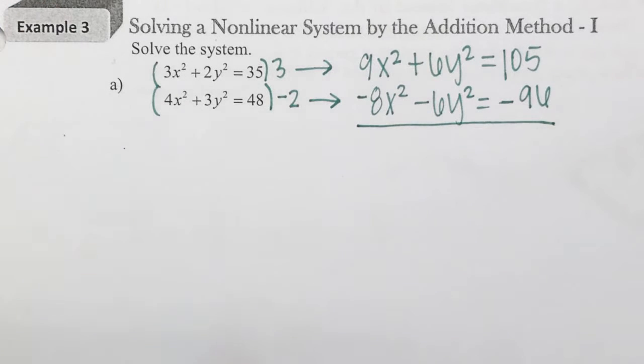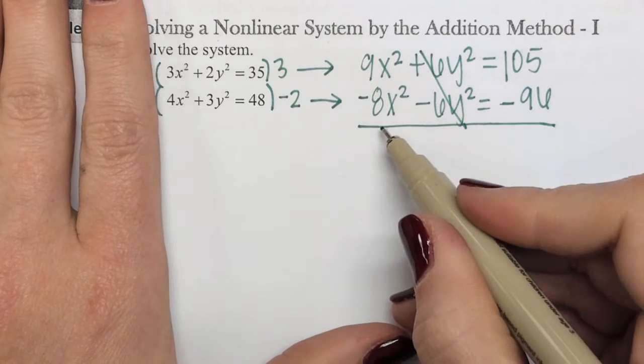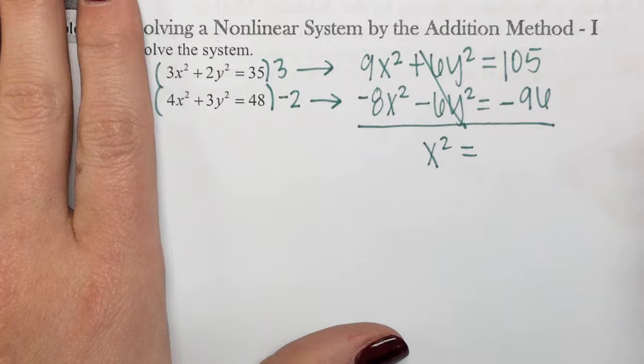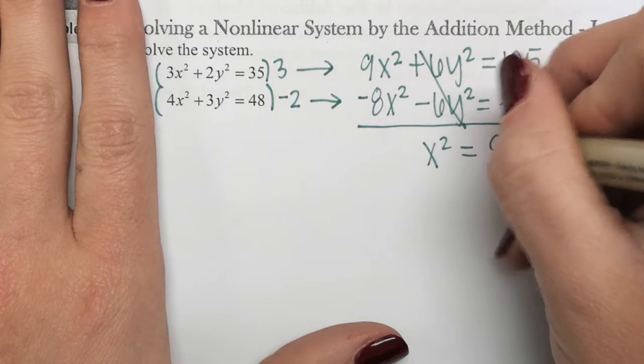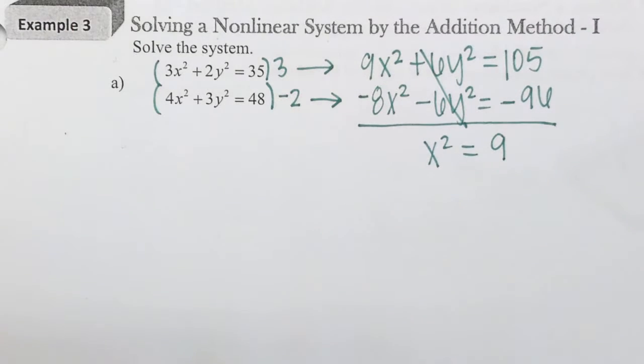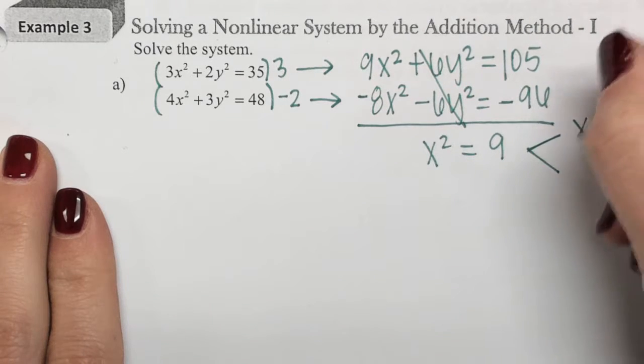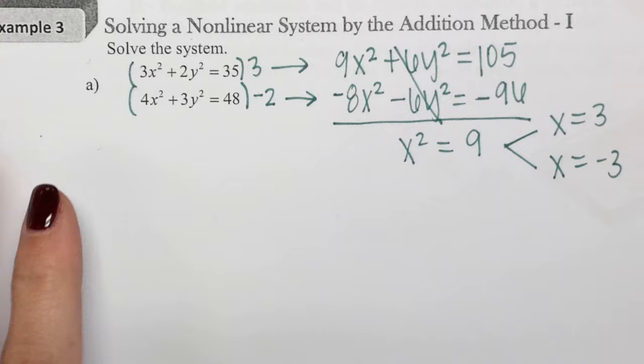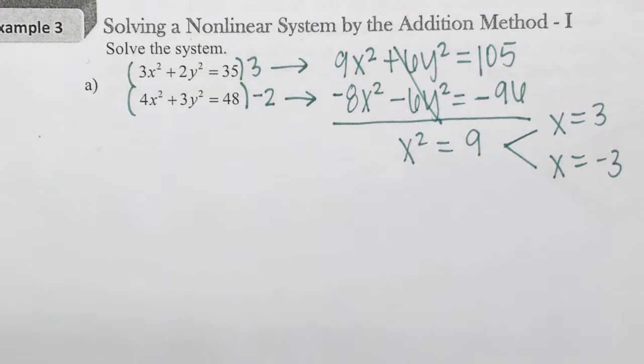Alright. Now we do what with them? Cross out 6. Yes, by adding them together. So tell me what I'd have here. X squared equals 105 minus 96. 9. Very good. Just 3? Plus or minus. Yes. So x from here is 3 or -3. Because it's square root, it's got to be plus or minus.